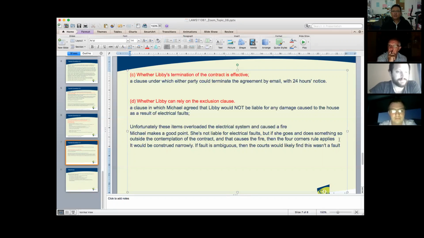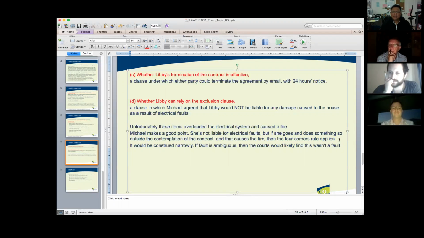But the other question that needs to be asked is, how then can it be argued that Libby cannot be held liable for the damage to the house when Libby can actually say that the house was burned as a result of an electrical fault? And obviously, if the house burns or is damaged as a result of an electrical fault, Libby is not meant to be held liable for it.